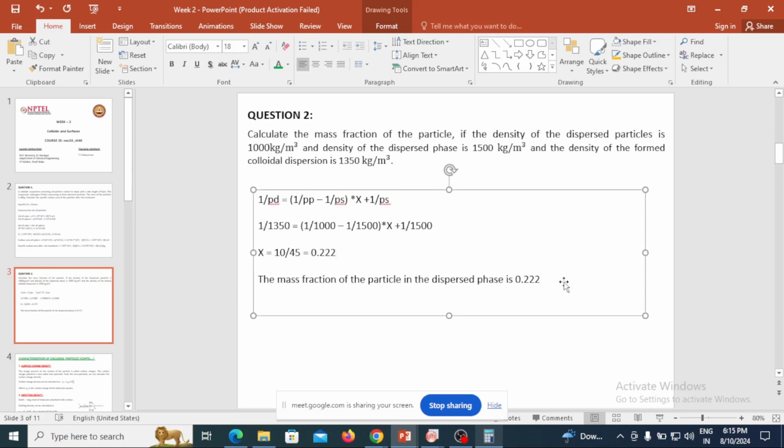So this is a very similar question. On that day we calculated the density of the formed colloidal dispersion. Here we are just using this formula to calculate the mass fraction of the particle. We are solving different varieties of problems so that you get the practice and there won't be any difficulties while facing this question elsewhere. That is the main motive of solving a similar type of question once again in the live interaction session.